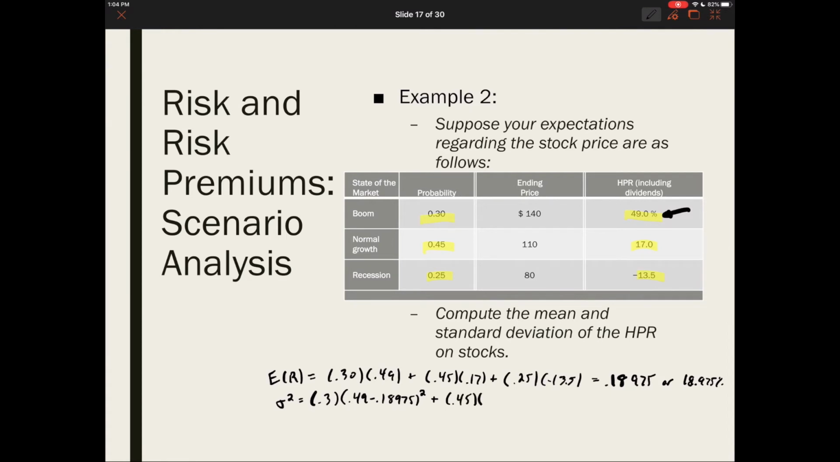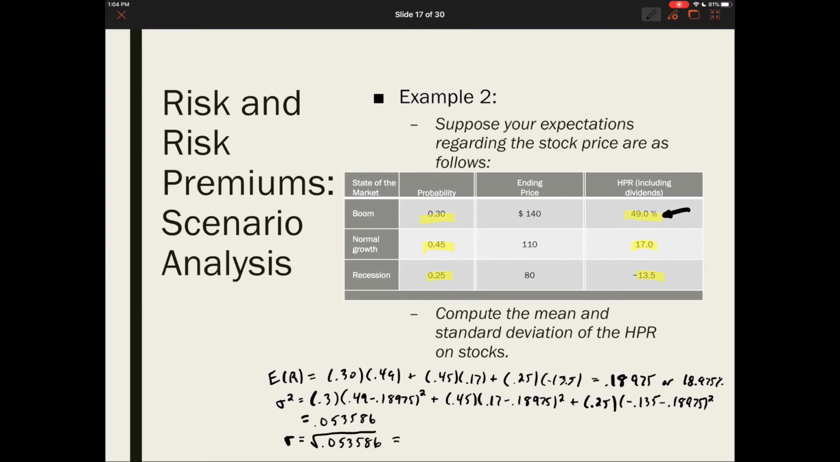In a normal growth situation, the holding period return is 17% minus the expected return we just calculated of 18.975%. We square that deviation, and then last up, hopefully you're seeing that we would take the 25% probability of a recession. In the event of a recession, the return is negative 13.5%. We subtract the expected return of 0.18975, and we square that deviation. And what we get is a variance of 0.053586. And then to calculate the standard deviation is the square root of that value.